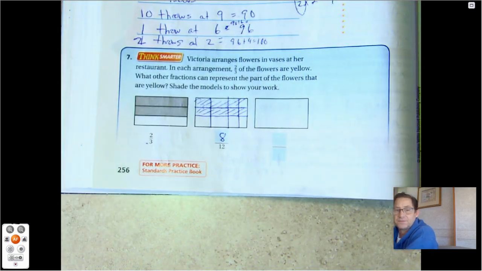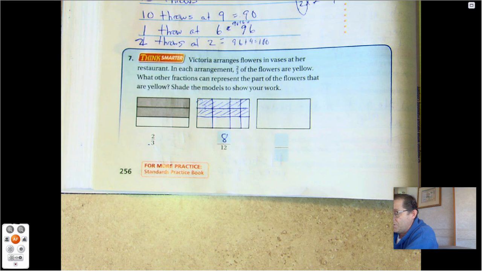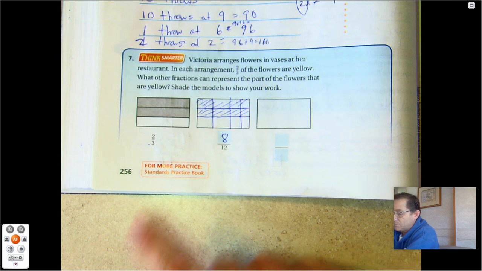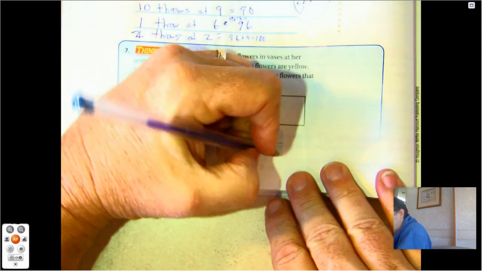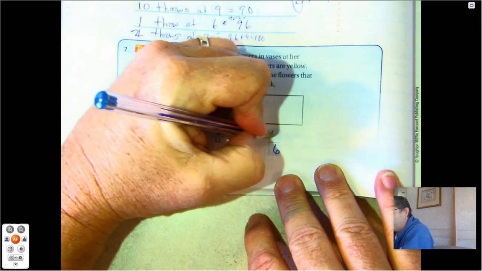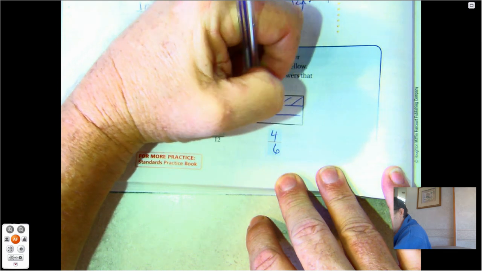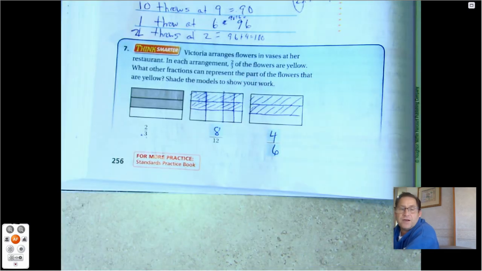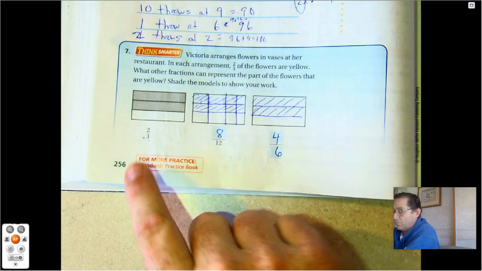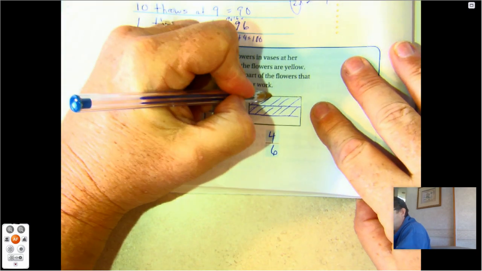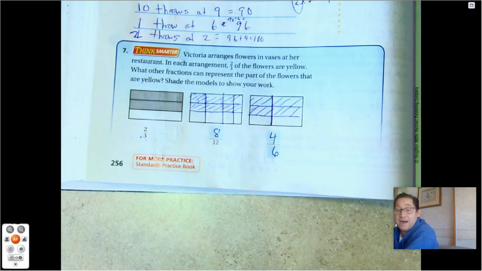What could be another possibility? What other fractions could I use? Well, this was times 4. Couldn't I just do times 2? Couldn't I say 6? So 4/6. So how could I make 2/3 into 4/6? Well, we said it by multiplying by 2. So cut it in half. Okay, 4/6.